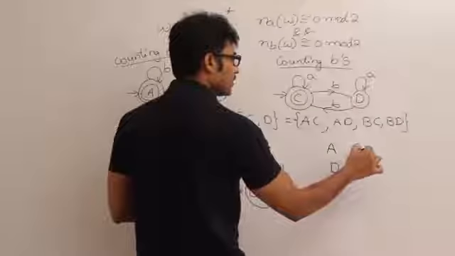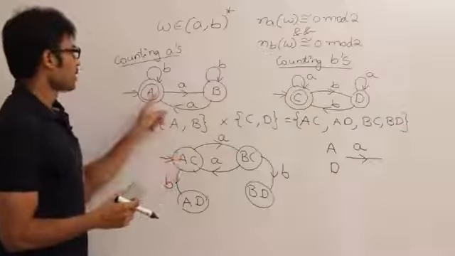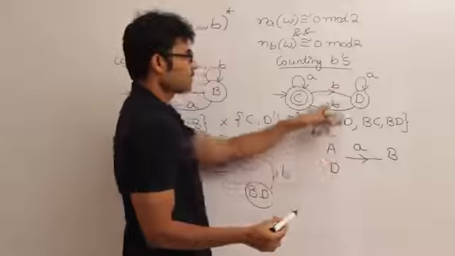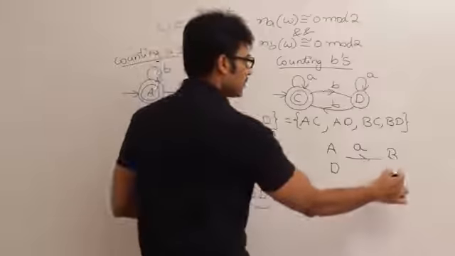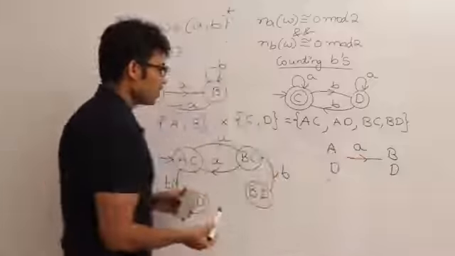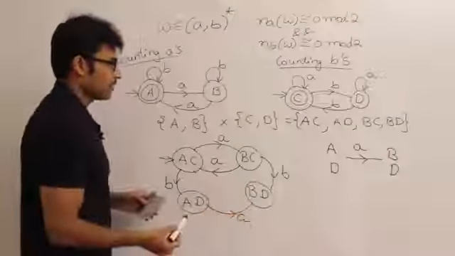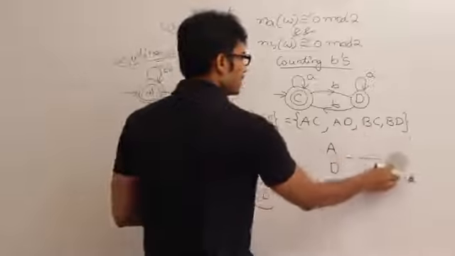AD on small a is going to B, and D on small a is going to D itself. Therefore, AD on A is going to BD. Right? And now AD on B.